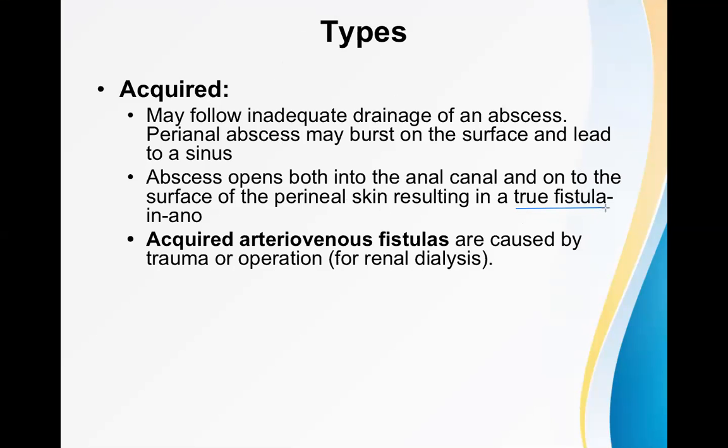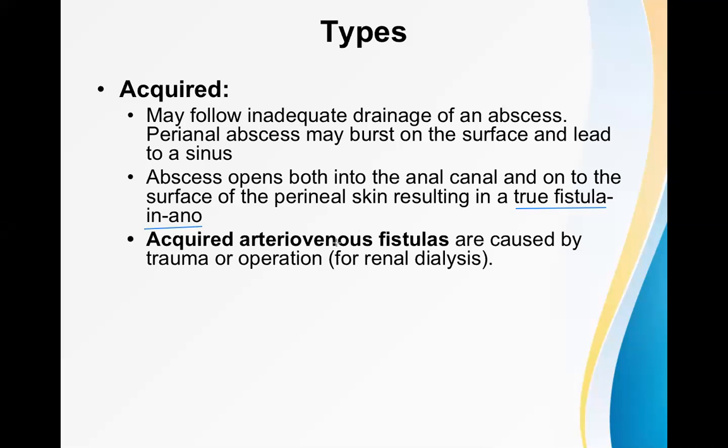Okay, fistula in ano. Now, in ano means it is around the anal canal, that's the term, and this is a fistula. A fistula has two openings on either side. So one opening is probably on the surface of the skin and another opening into the anal canal. And usually the cause is again a ruptured or burst perianal abscess.